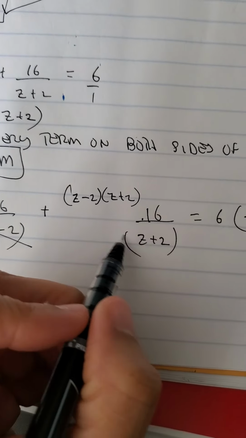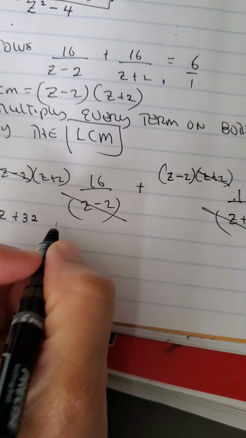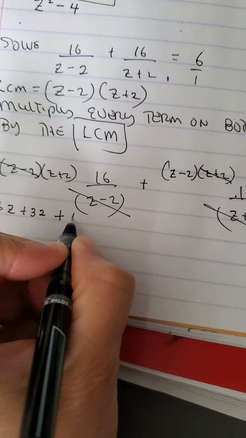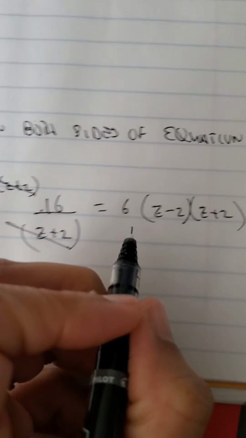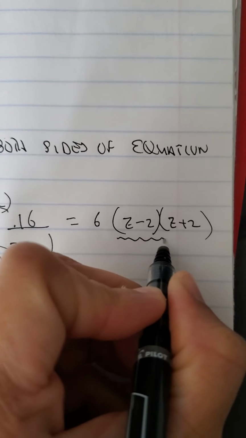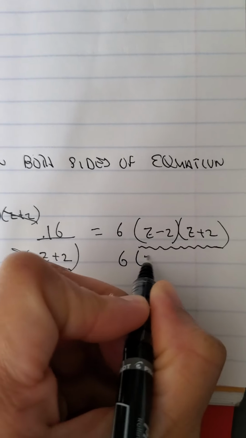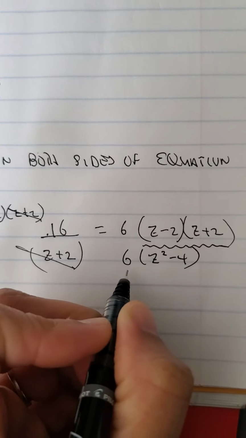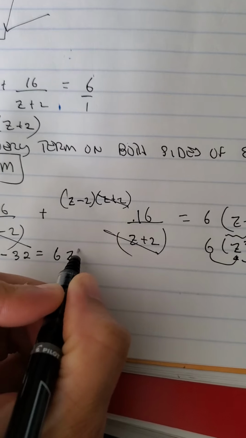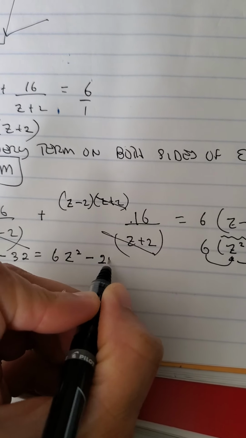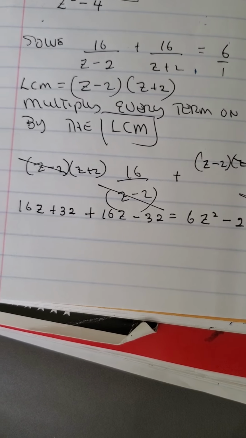Here I see they have a common factor of z plus 2. And we're left with the factor 16 and z minus 2. So I have plus 16z minus 32 equal. Now I'm going to have to distribute everything here. Now here is where it comes in handy to do a distribution. And we see clearly that that's a difference of 2 squares. So we can work that out. So now I can distribute. And I have 6z squared minus 24. Great, and we see potentially we have a quadratic equation being formed here.